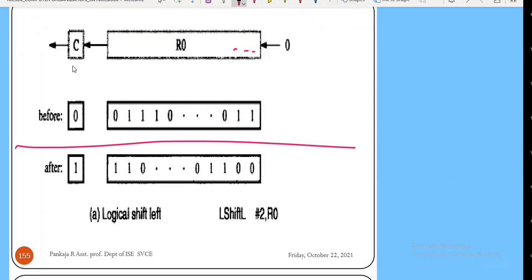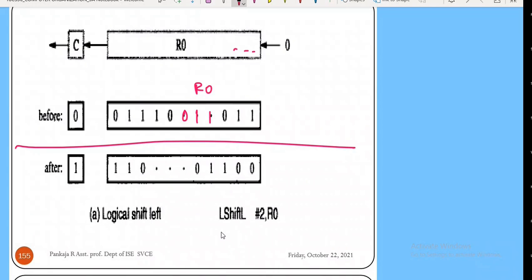This is my example. Okay, the carry flag contains 0. Whatever data is shifting left has to go through the carry flag. Now I have register R0. Here the dots indicate there are some more bits. If you don't want to get confused, you can just write some simple number. So now 0110, I have this value in register R0.